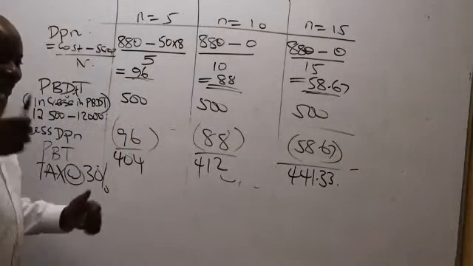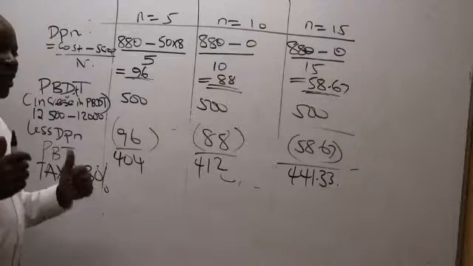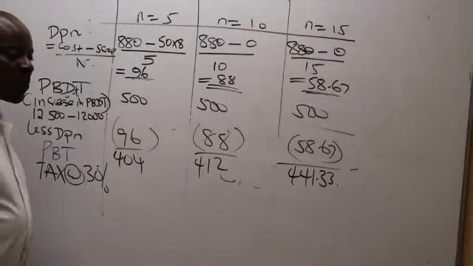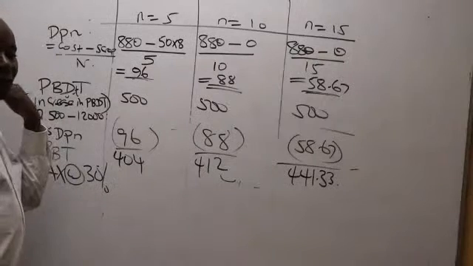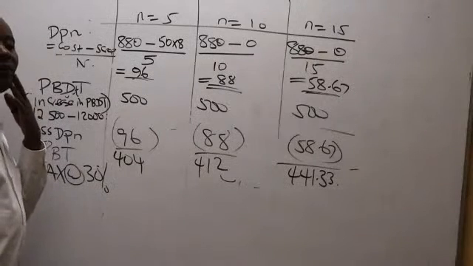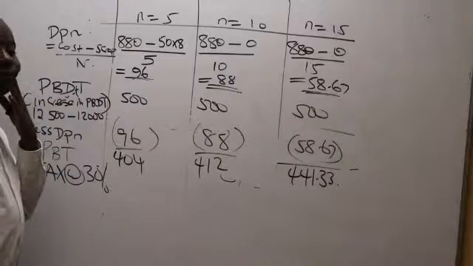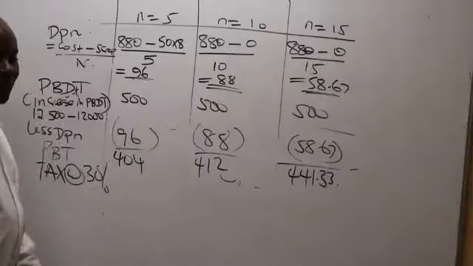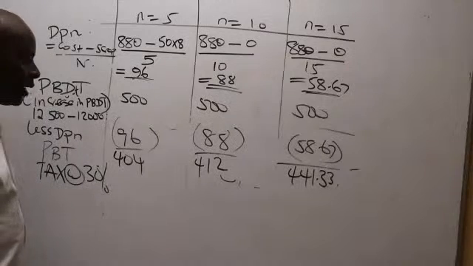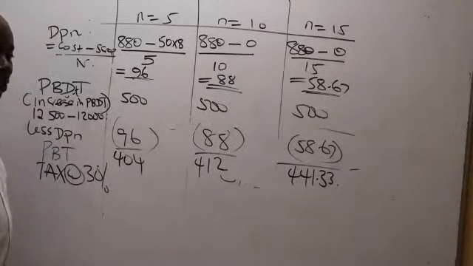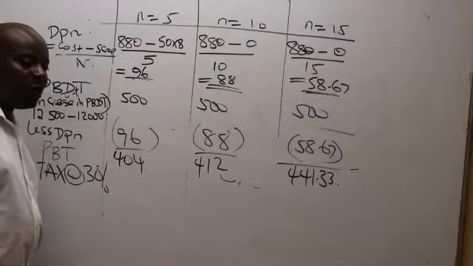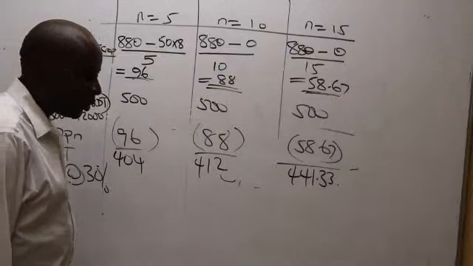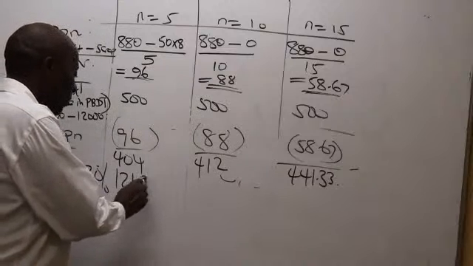What figures are we getting there? Stephen, thank you very much. 30% of 404. What do we have? We have 121.2. Thank you very much.